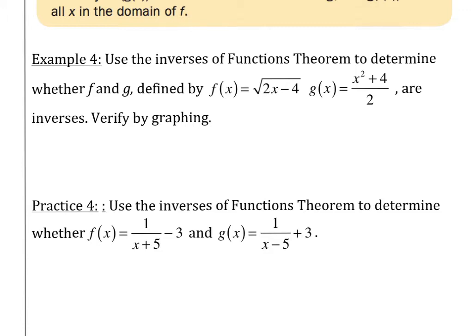Hello, Algebrites. As a supplement to the previous video, we're going to look at example number 4. We're going to use the inverses of functions theorem to determine whether f and g, defined by f of x is equal to the square root of 2x minus 4, and g of x is equal to (x squared plus 4) divided by 2, are inverses, and we're going to verify by graphing.